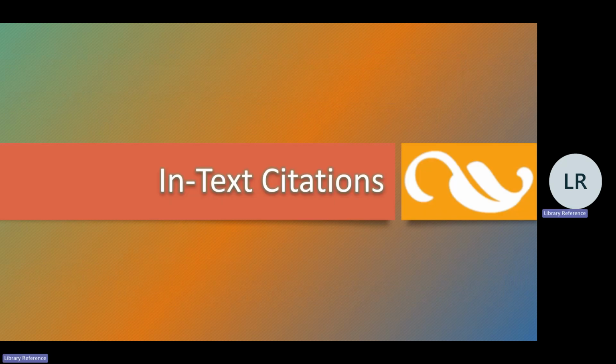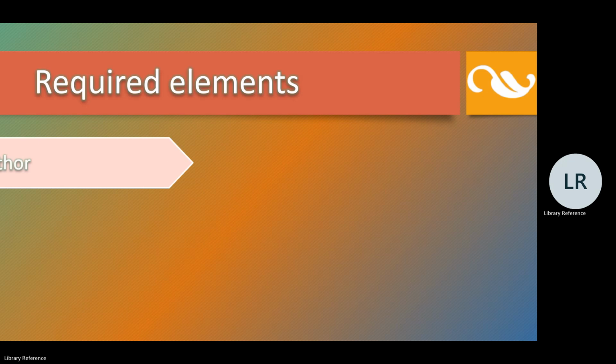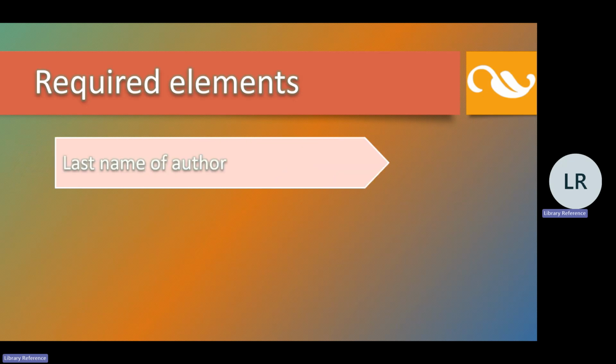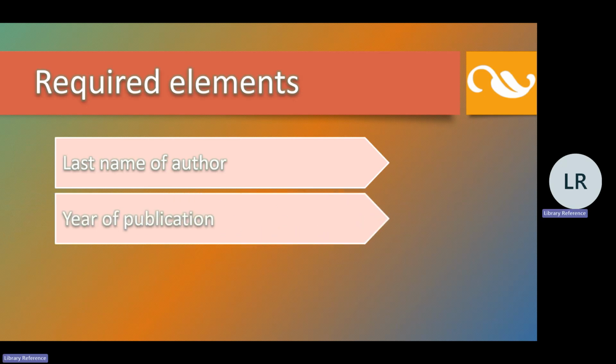The next part of our presentation deals with in-text citations. And I'm going to start by mentioning what are the required elements in an in-text citation. The required elements are the last name of the author and the year of publication.